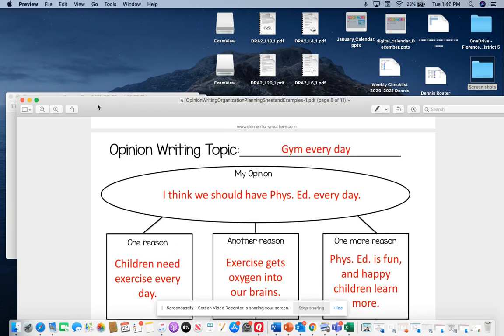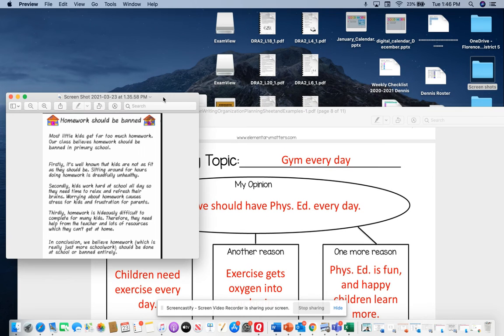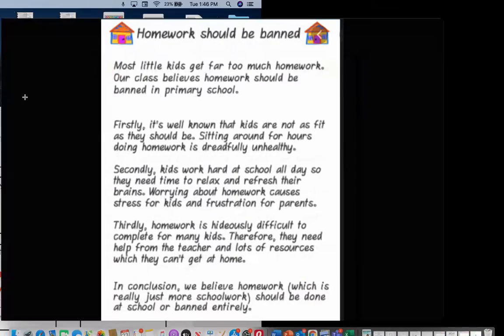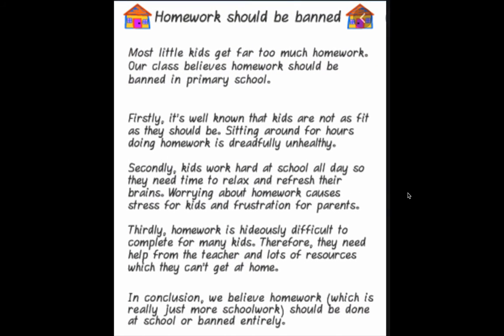All right, now we're going to look at a couple that have 5 paragraphs. So remember, this is not what we're doing in second grade. This is just some examples I want to show you guys. Homework should be banned. So they have an introduction paragraph, 3 detail paragraphs, and a conclusion paragraph.